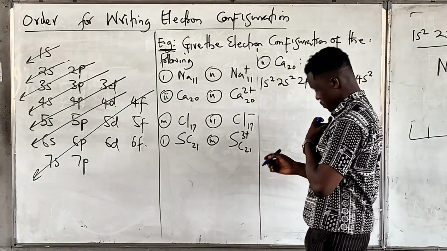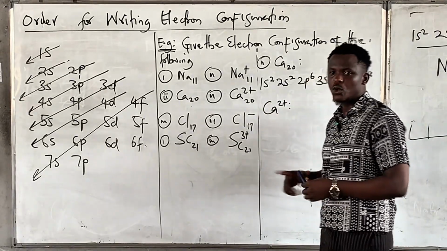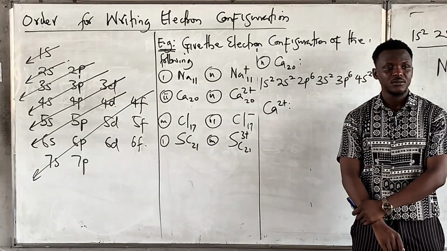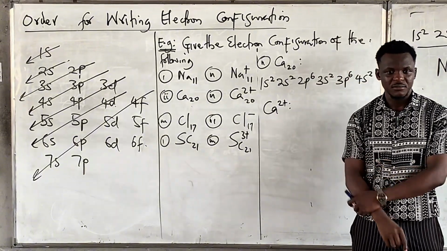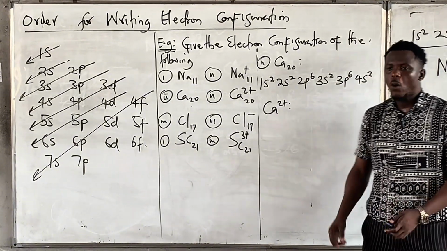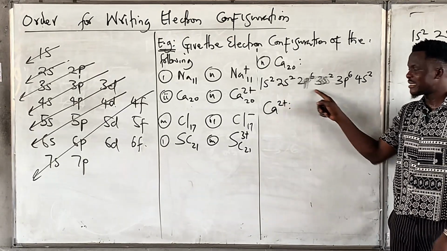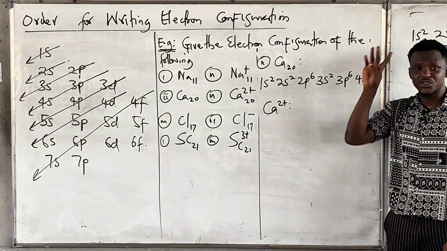Now, if you want to do that for calcium 2+, guys, 2+ means electrons have been lost, right? How many electrons? 2. The 2 electrons will be removed from the outermost shell. Is it not so? And what will be the outermost shell? The shell with the highest energy. And which of them is the highest energy here? 4s.